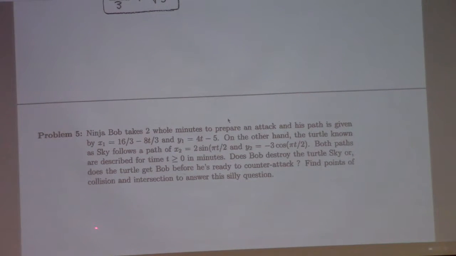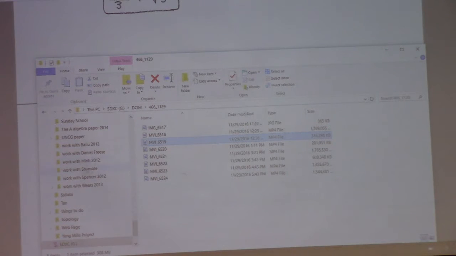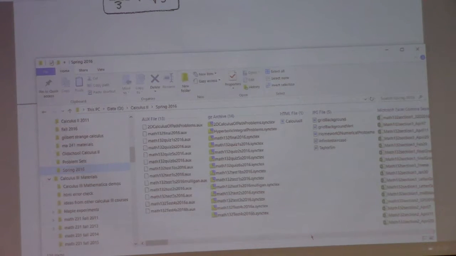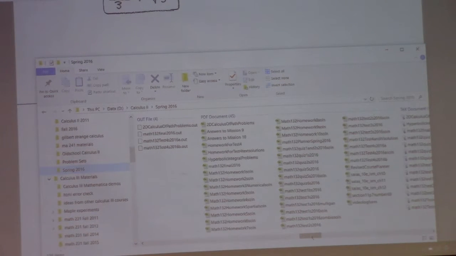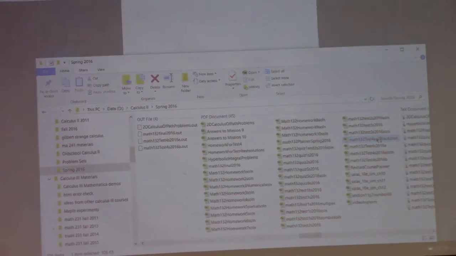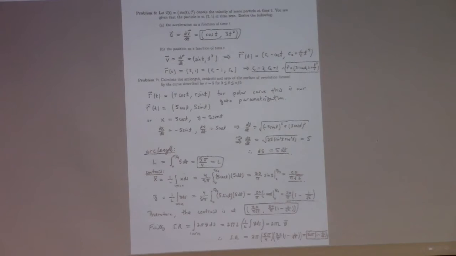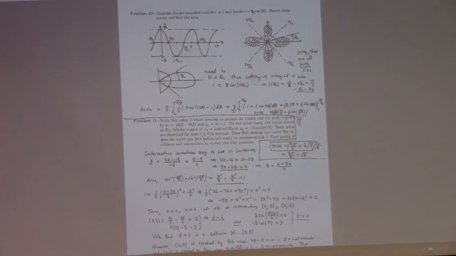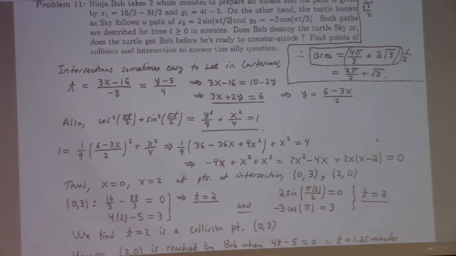I didn't write the solution out to this here, but I have a solution written out somewhere else. Let me find it. I can't remember which one it was. Ah, there we go. I was recycling, as you can see. All right, here we go.